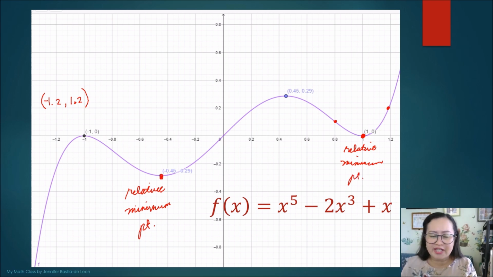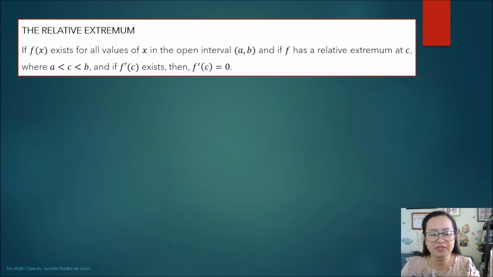Furthermore, we can say that at x equals negative 0.45, the relative minimum value of the function is negative 0.29, and at x equals 1, the relative minimum value of the function is 0. I hope you were able to get the concept of the relative minimum points and the relative minimum value of the function. Let's define the relative extremum.